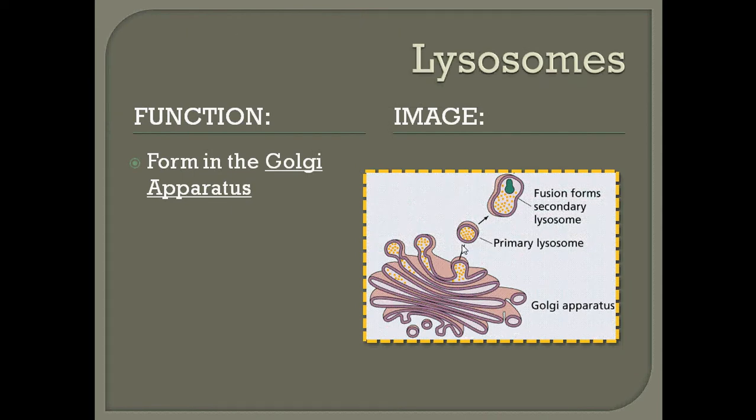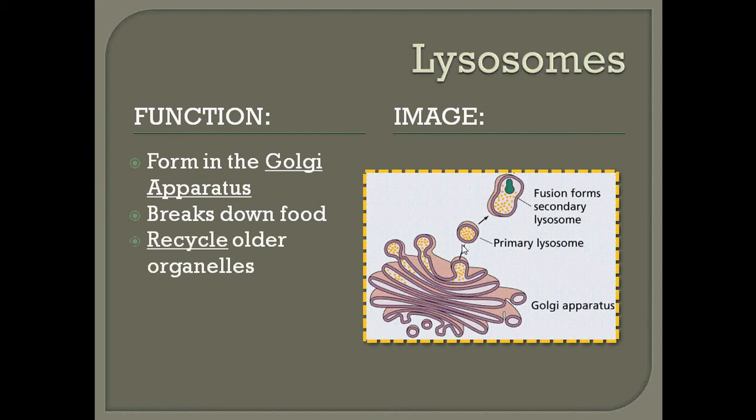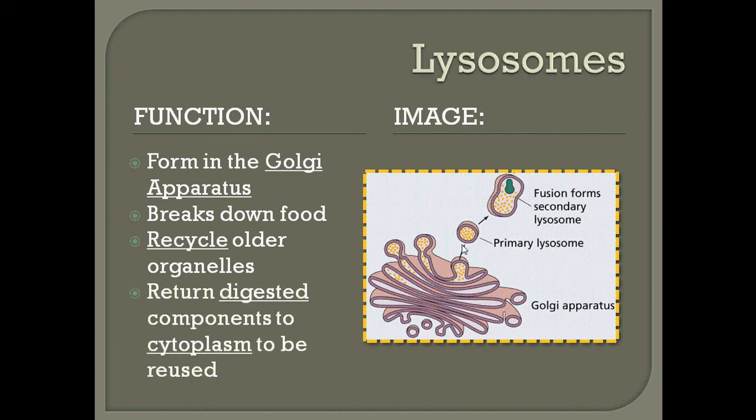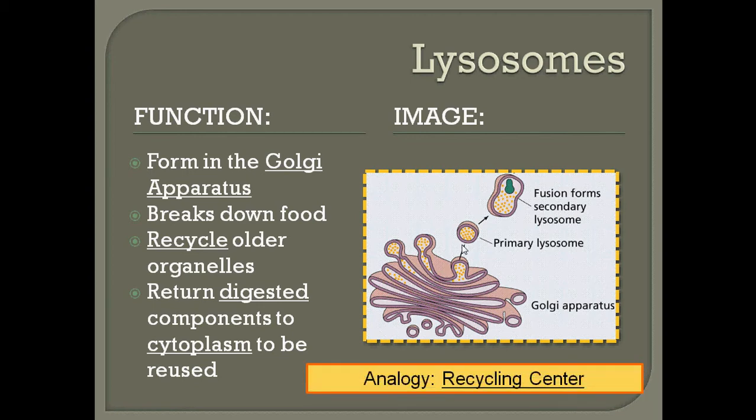Lysosomes are formed in the Golgi apparatus. Remember where we had that processing, packaging, sorting, and delivering. And lysosomes actually break down food. They recycle things, they break down food, used and worn out cell parts, such as organelles. So just as your cells are always replicating because you need new cells because they're worn out, they're dying, you need new organelles. And so it actually breaks that down and restores those components to the cell. So it returns those digested components to the cytoplasm, so then you can reuse those components. This is kind of like the recycling center of the cell.